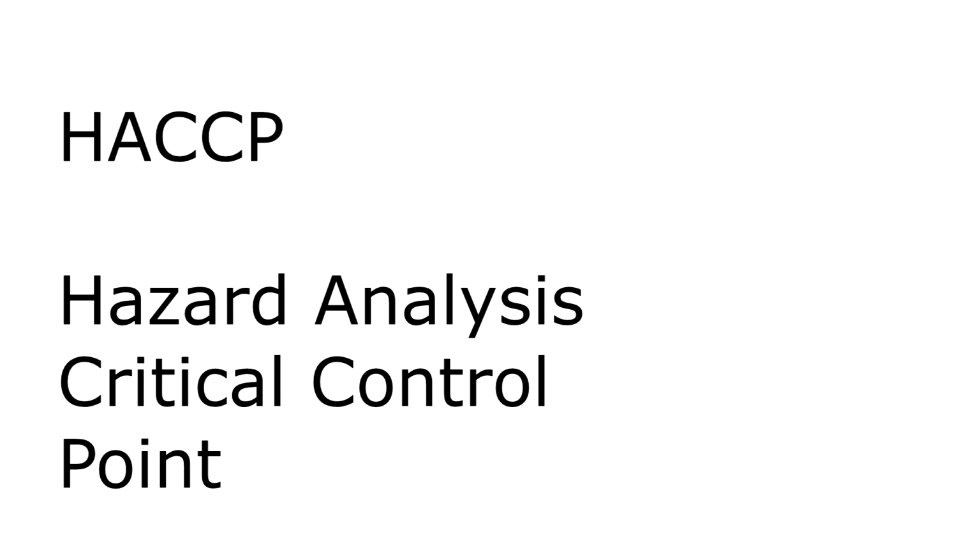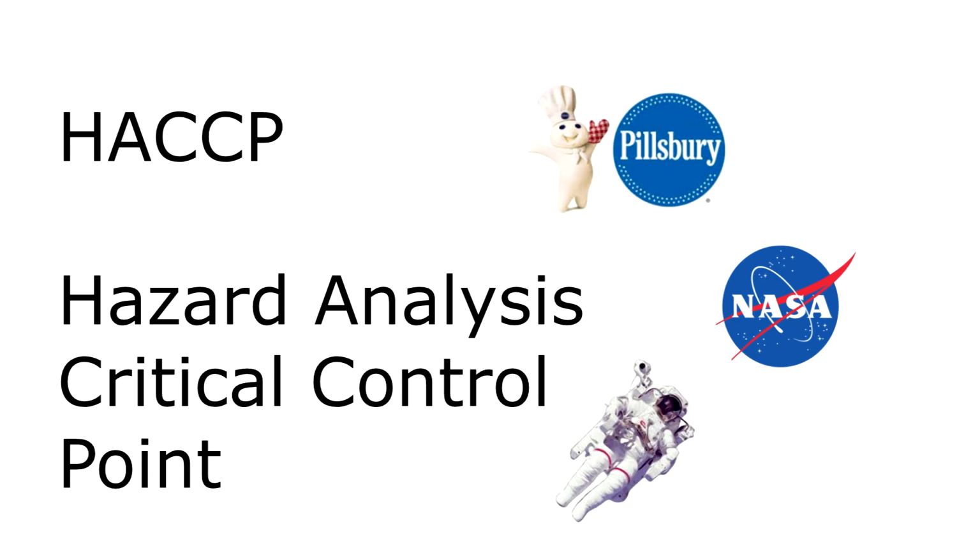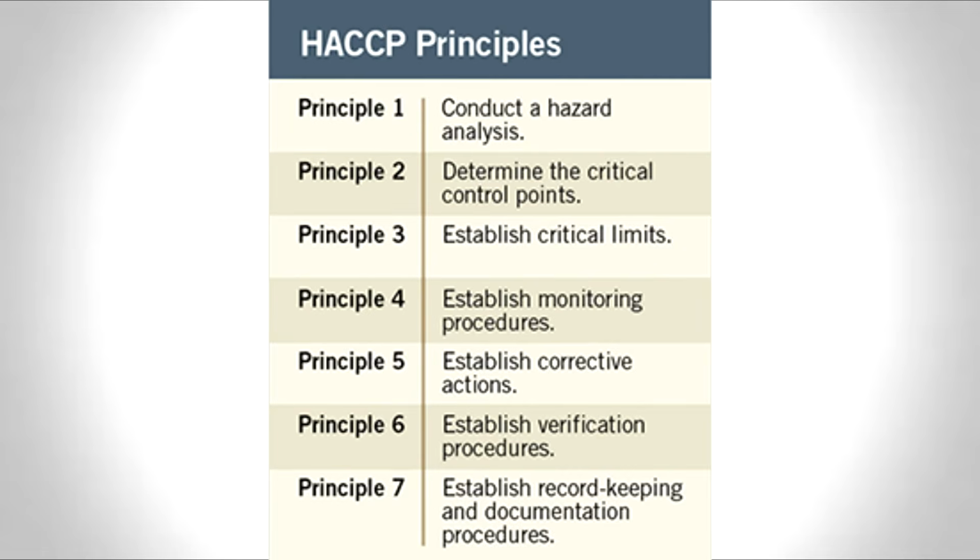Now let's discuss HACCP. HACCP stands for Hazard Analysis Critical Control Point. HACCP was developed in the late 1950s by a team of food scientists and engineers from the Pillsbury Company and the National Aeronautics and Space Administration, or NASA. The team developed a system designed to build quality into the product and ensure food safety for the manned space program. Let's take a look at the 7 principles of HACCP.